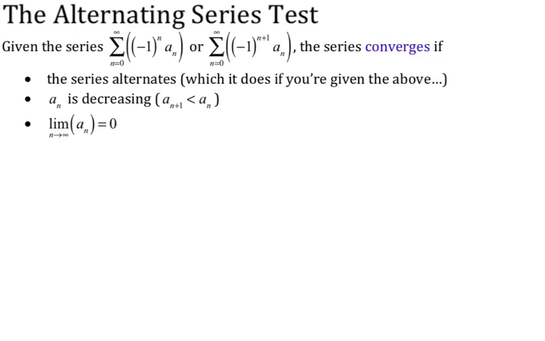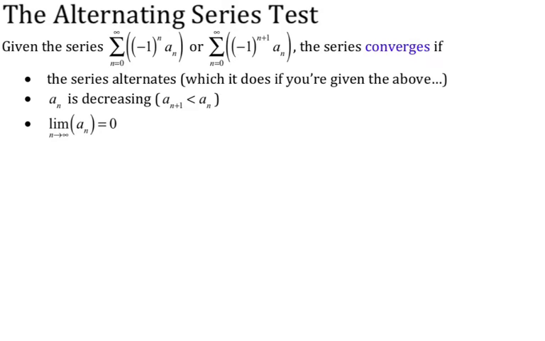So let's see. The alternating series test says, given the series, so it needs to alternate, right? -1 to the n times a sub n, or -1 to the n plus 1 times a sub n. So it's got to go positive, negative, or negative, positive, negative, positive. It can't do weird things like plus, plus, minus, minus, or sometimes plus, sometimes minus. It's got to actually alternate back and forth.